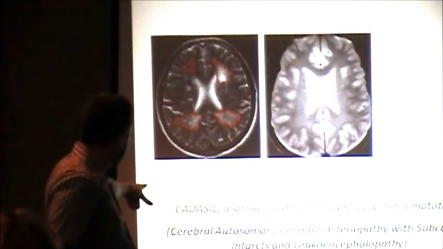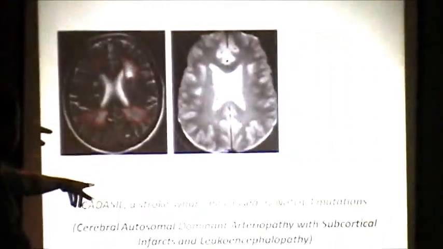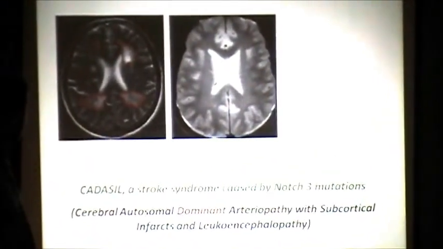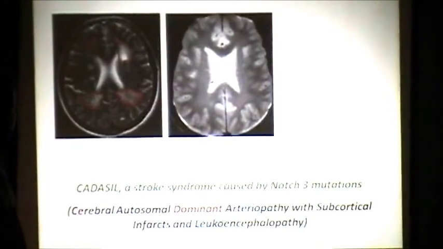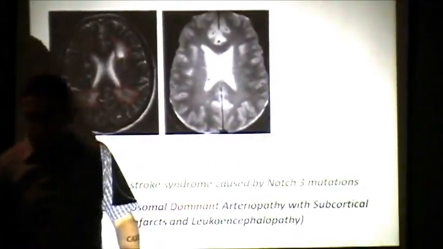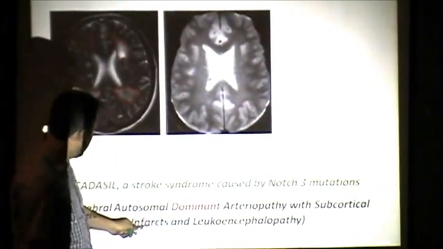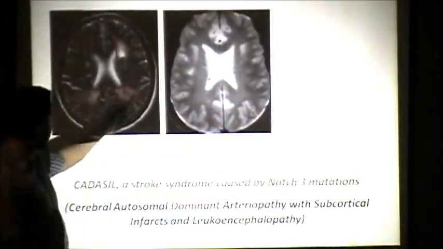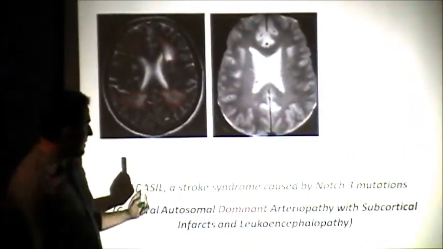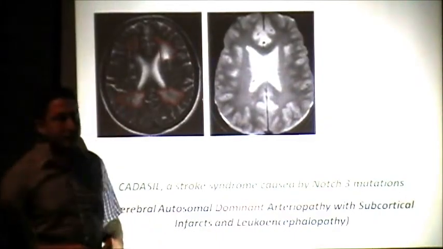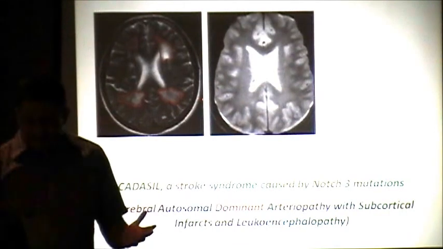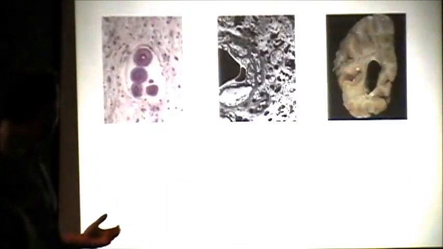Got that? CADASIL is a stroke syndrome caused by mutations in NOTCH3, and that's what the acronym stands for: cerebral autosomal dominant arteriopathy with subcortical infarcts and leukoencephalopathy. This is where the infarcts occur. This is what we call leukoencephalopathy. We all know it's caused by mutations in NOTCH3. We discussed the relationship to the arteries, and we know it's subcortical. So now we really know what we're talking about.